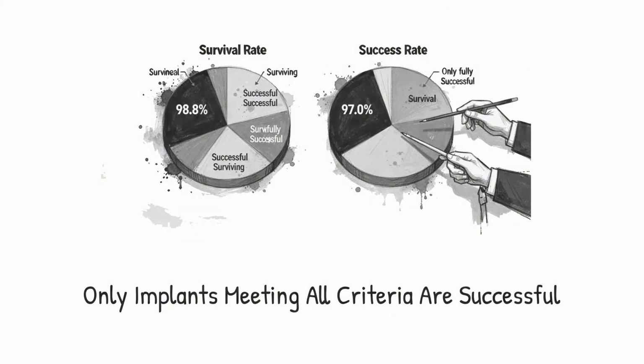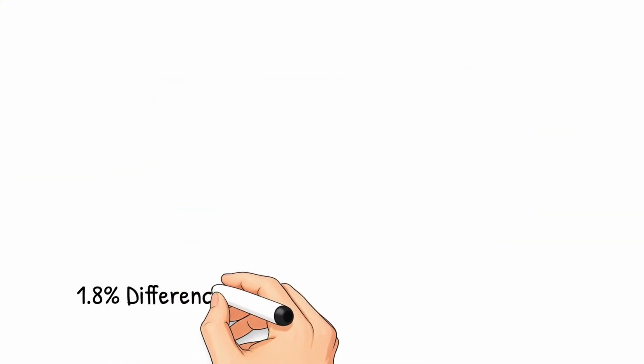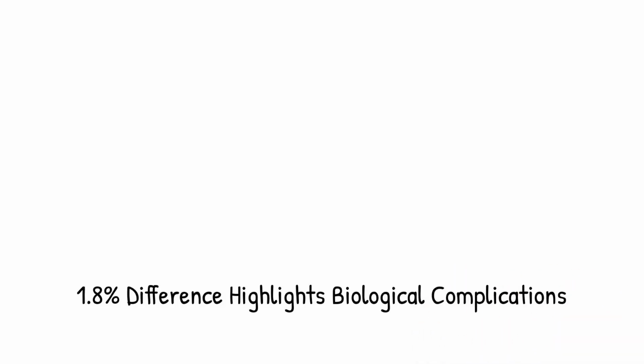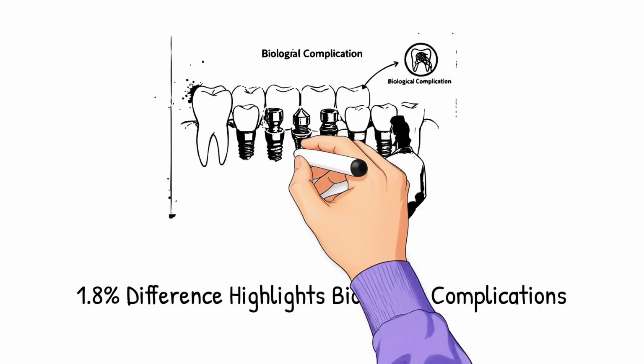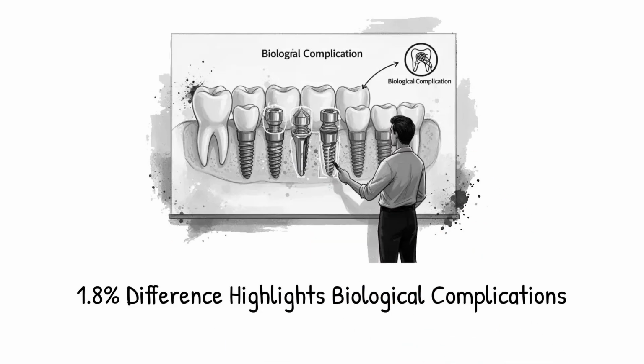97.0%. The gap between those two numbers, 1.8%, represents 9 implants that are still functioning in the mouth but carry a documented history of biological complications. If this paper had only reported 98.8% survival in a marketing summary, you would have missed the fact that 9 implants had a real history of infection and bone loss. Reading the classification system in the methods is what reveals that nuance.